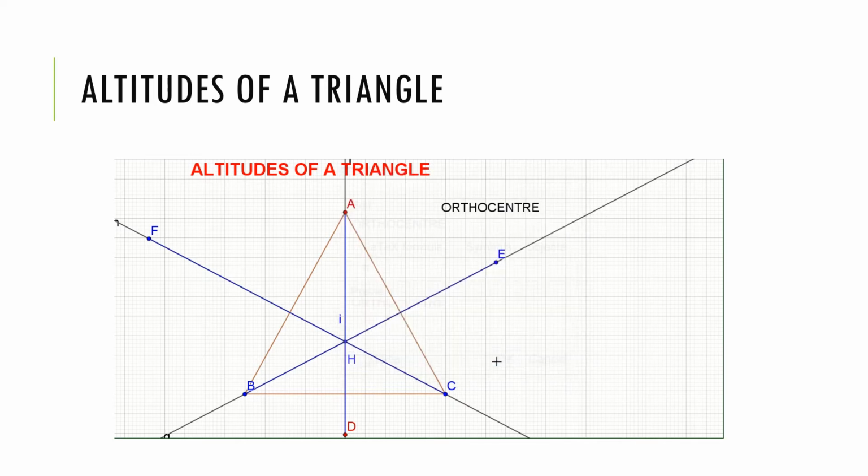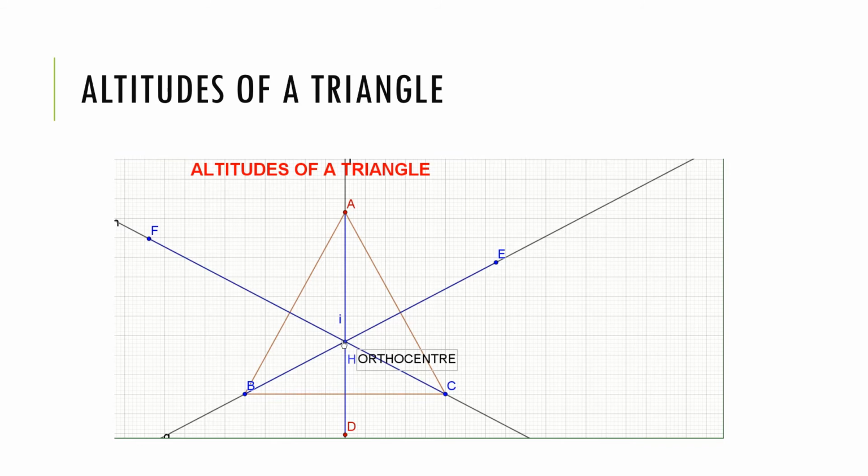It is called the orthocenter. So H is the orthocenter here. This is an acute angle triangle, and in an acute angle triangle, the orthocenter lies inside the triangle.